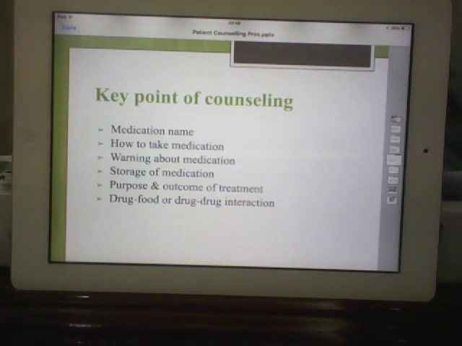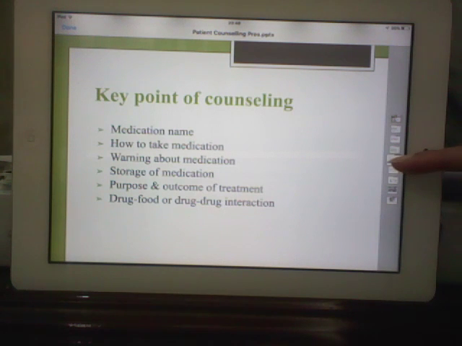We should inform the patient about the storage of medication. Does it need to be kept in the refrigerator or stored at room temperature? This is very important for the stability of the medication, so that it stays stable for the patient's use until the end of the treatment duration.